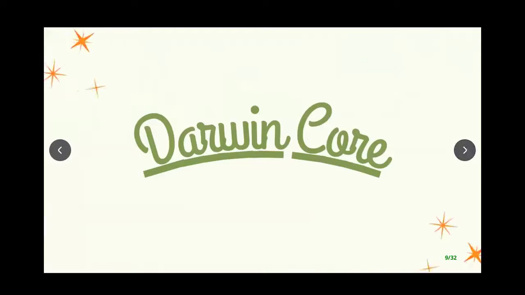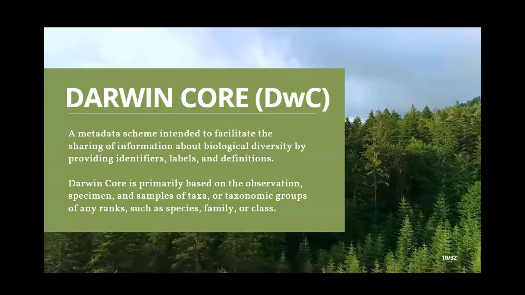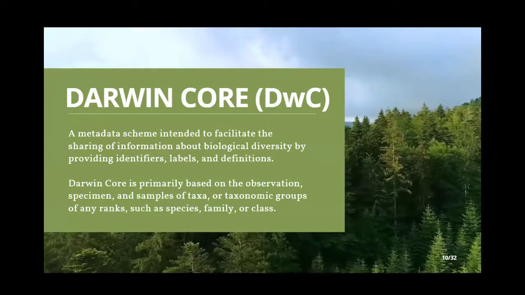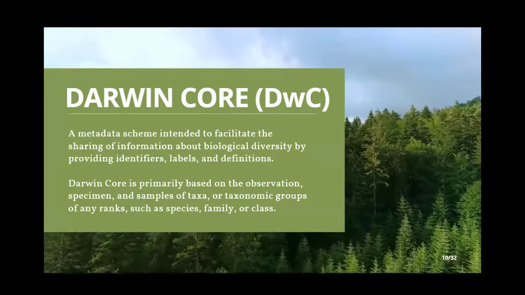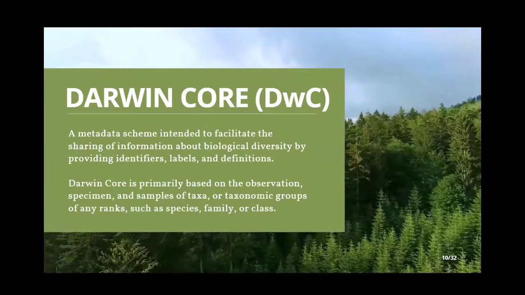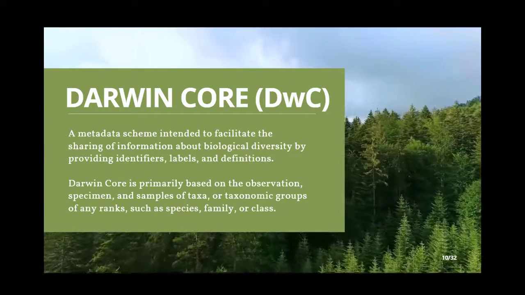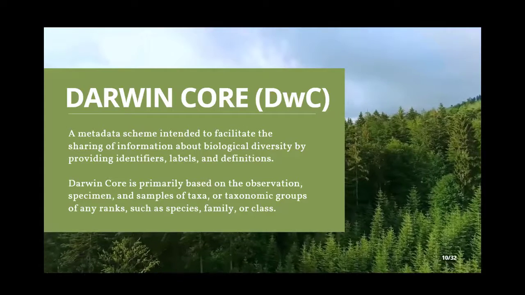Don't settle for disorganized data when you can have Darwin Core data. What's Darwin Core, you ask? Well, let me tell you. Darwin Core, abbreviated DWC, is a metadata scheme intended to facilitate the sharing of information about biological diversity by providing identifiers, labels, and definitions. Darwin Core is primarily based on the observation, specimen, and samples of taxa, or taxonomic groups of any ranks, such as species, families, or class.